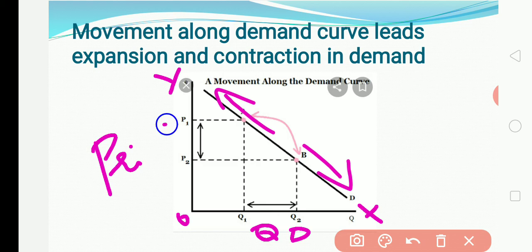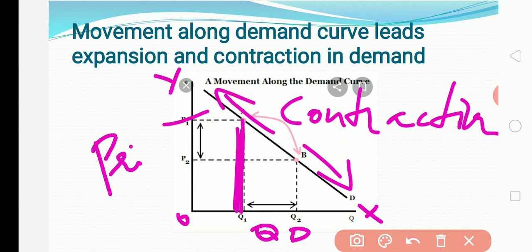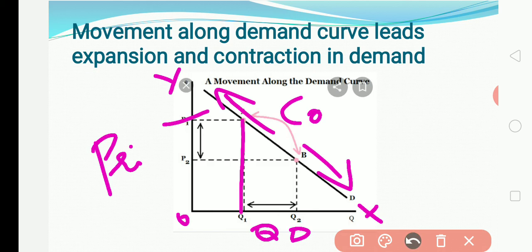When the price is more, that is P1, what is happening to the demand? Demand is contracting. Contracting means shrinking, that is, reducing. The demand is less when the price is more. That leads to contraction in the demand curve.